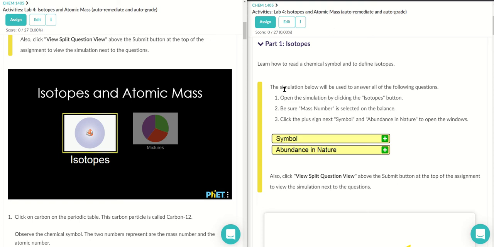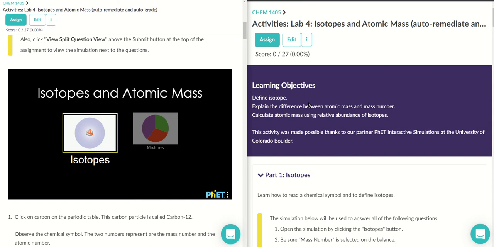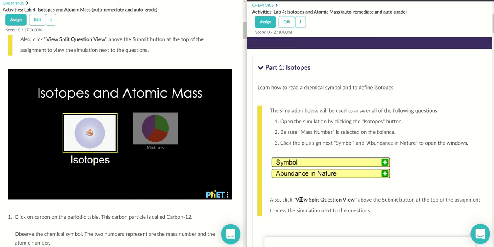It should show you this. So you can click view split question view. Wow, I should have figured that out earlier, but you can click this and it should show you the simulation next to the questions. Cool.